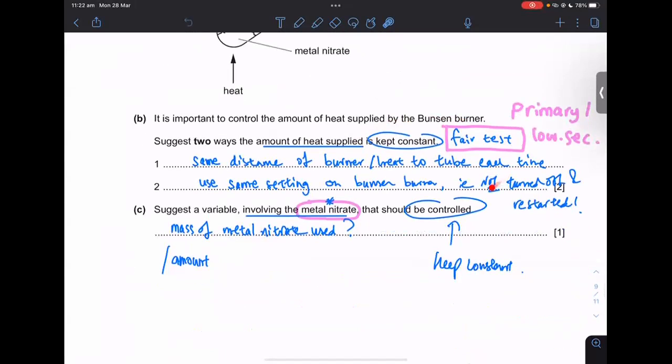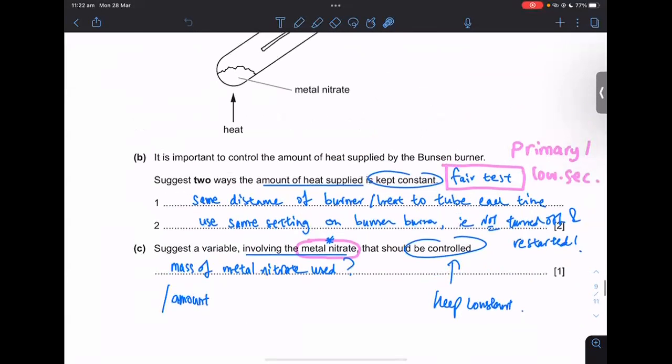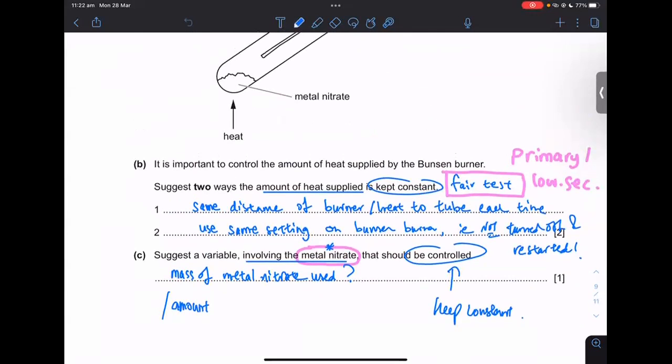So these questions here, control the amount of heat. You want to keep it constant. There is this concept called fair test. I remember reading it in primary school science textbook, also in lower secondary science curriculum, you have learned about fair test. You must keep some stuff constant. Constant means keep it the same. Why? Because we are changing. If we change the metal nitrate, we must keep everything else constant.